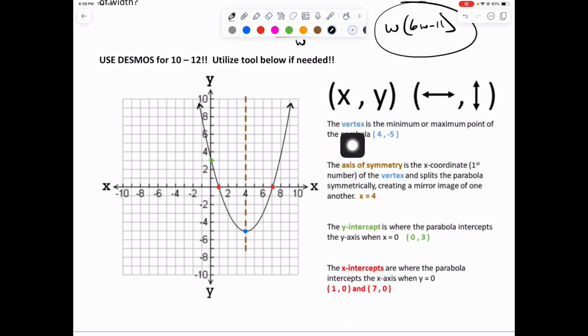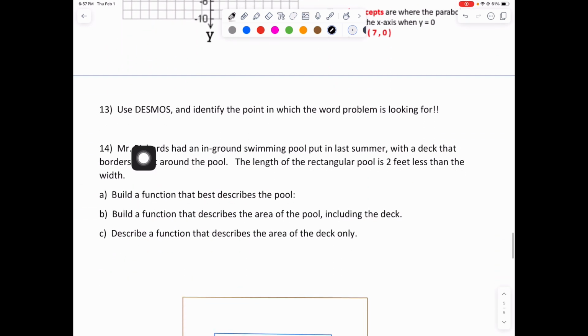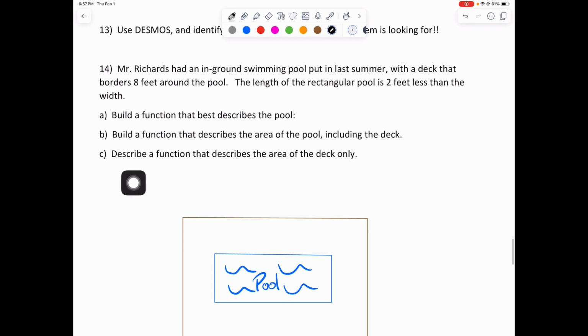So you will be identifying the vertex, the axis of symmetry, which is your x value of the vertex, the y-intercept, which will be 0 and a number, and your x-intercepts, which will be a number and then 0. All right, use that tool if needed. For number 13, use Desmos and identify the point in which the word problem is looking for. Big hint if you're watching the video, it's one of the x-intercepts. All right, moving forward to number 14.